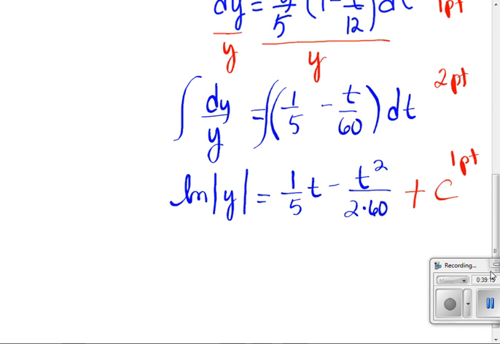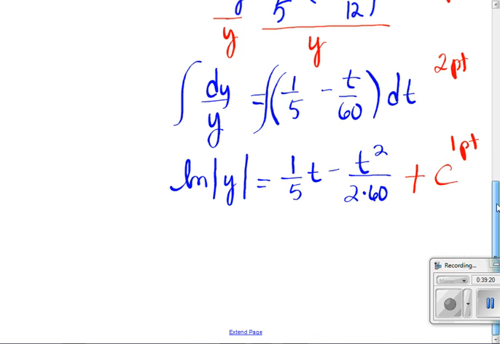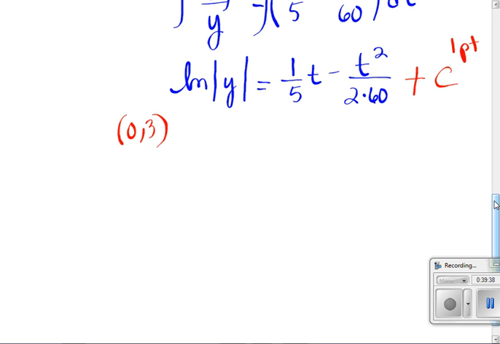Okay? And then we're going to substitute in our ordered pair, which was 0, 3. When I'm looking at my AB students doing this, they always want to solve for y first. Don't do that. Put in 0, 3 right now, because it's much easier to find c in this situation than it is to solve for y and figure it out. You can. I'm not saying it's wrong. I'm just saying it's hard.